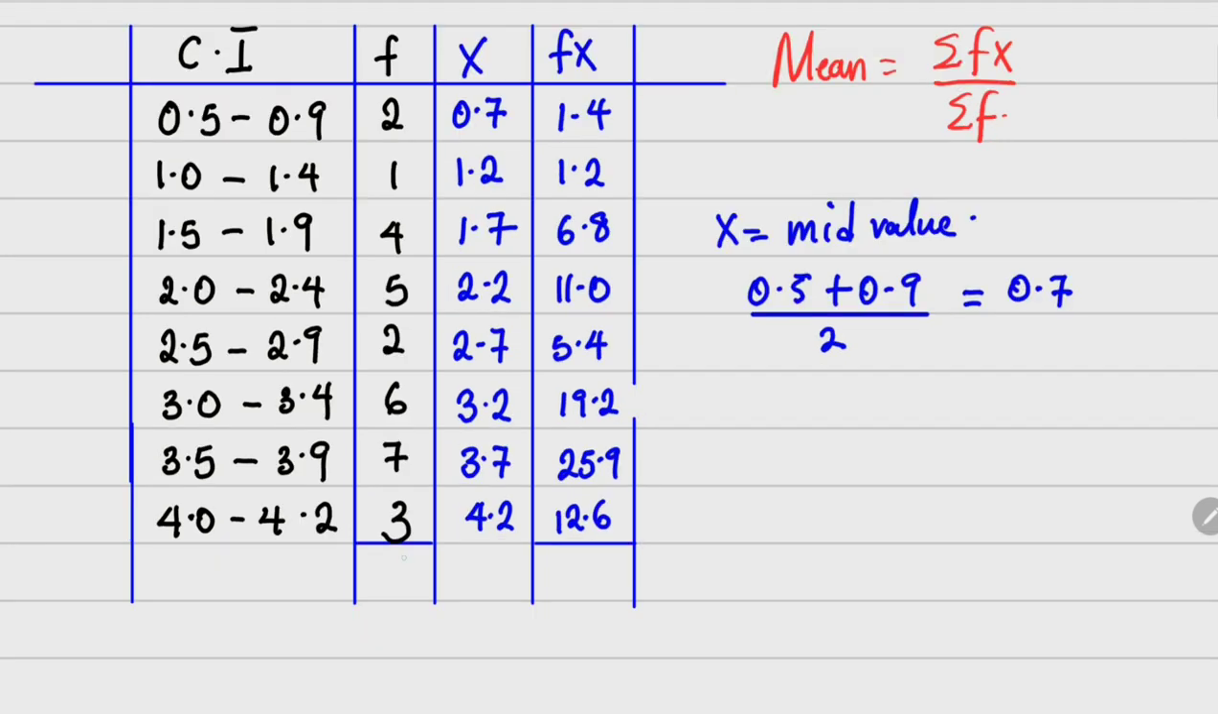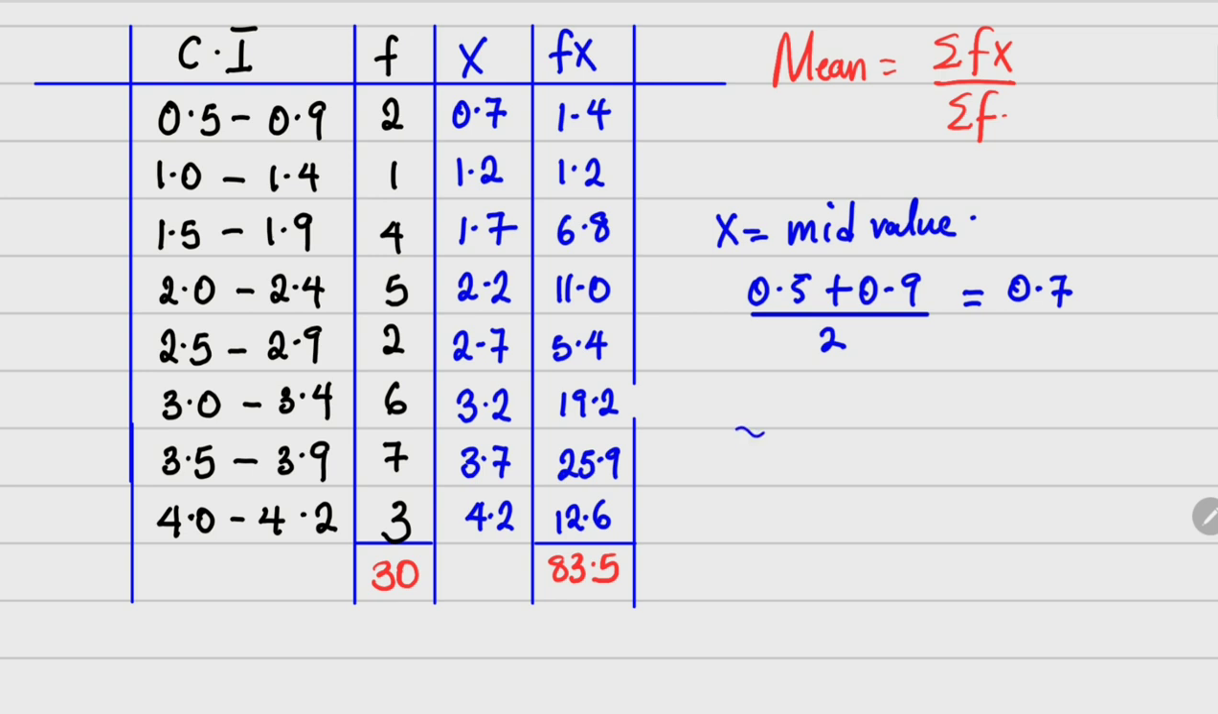Having done this, we need to find the summations. Summation of f here is 30, of course, which we have been given from the question. Then summation of fx here is 83.5.